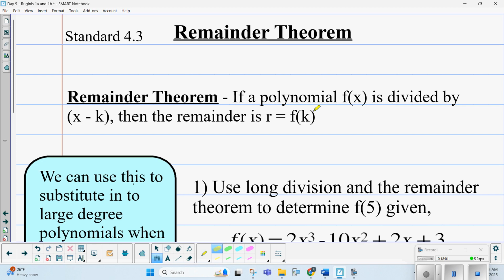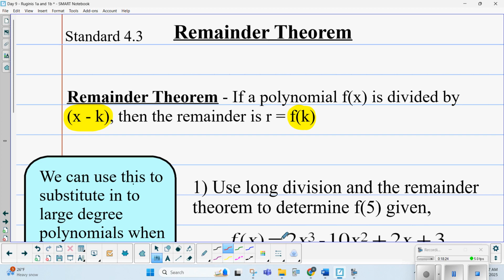All right, so hopefully you got this right now. So let's just dissect the sentence. If a polynomial f of x, so if you have some polynomial being divided by x minus k, then the remainder is f of k. So let's think about that with numbers. Let's think back to algebra 1.